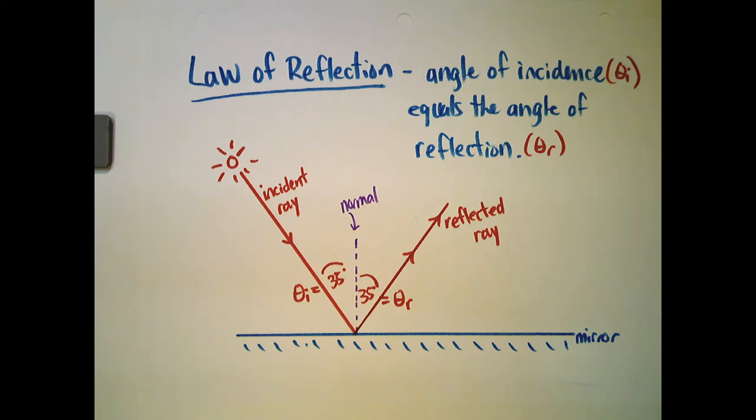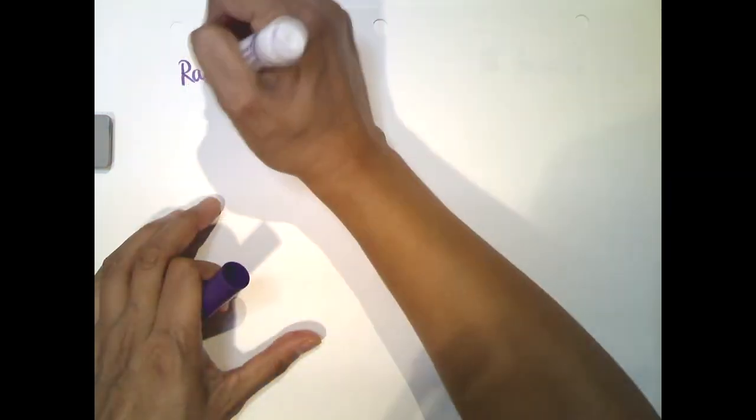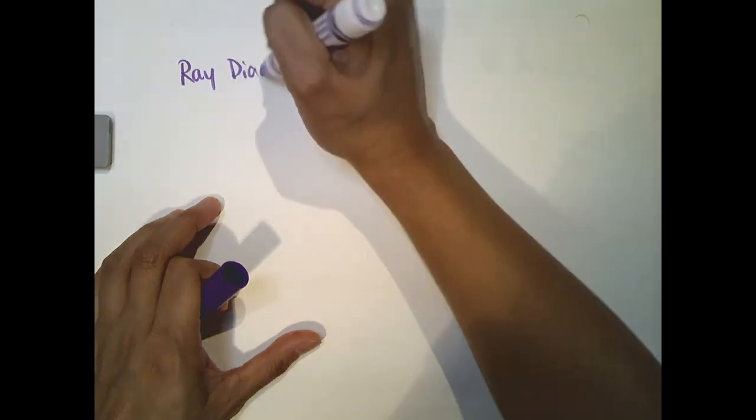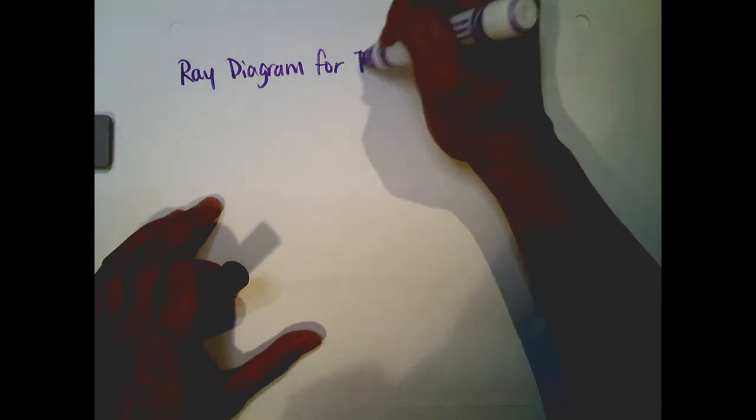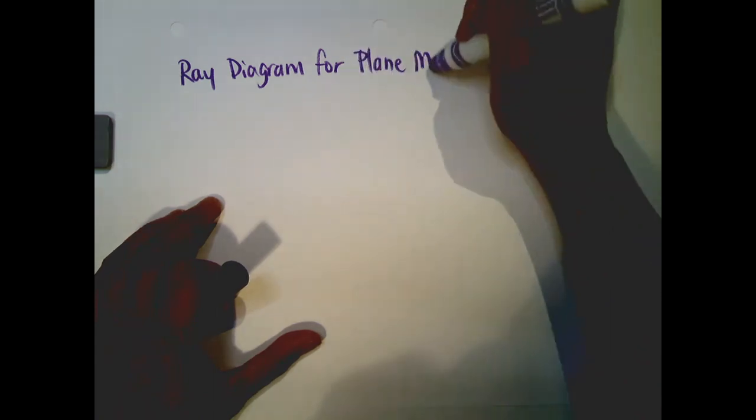Okay, now how does this work with mirrors, and why do we see what we see in a mirror? Well, let me show you in a ray diagram. All right, so we're going to draw a nice ray diagram for you. And this is going to be called a ray diagram for plane mirrors.